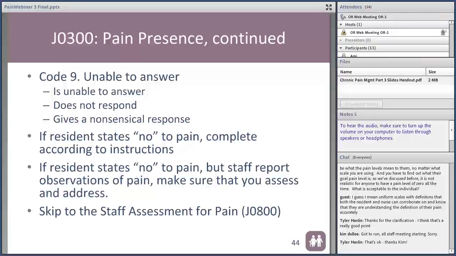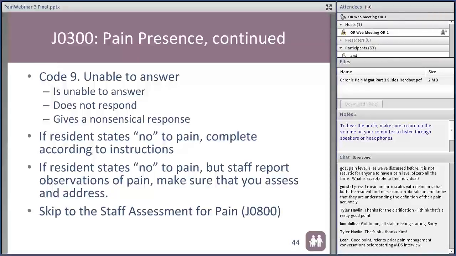Code 9 if they're unable to answer, so they're either not able to answer, they do not respond, or they give a nonsensical response. If the resident states no to pain, complete according to instructions. If they state no to pain, but staff reports observation, make sure that you assess and address, but the resident has stated no. I know some of my RCMs in the past have said, but we're giving them a lot of PRN medications. I know they're in pain. I have to code it this way. They're saying no. They said no, so you code it as no.